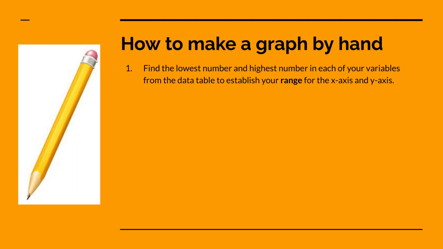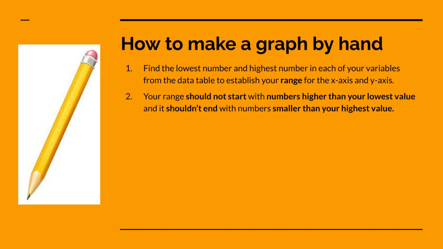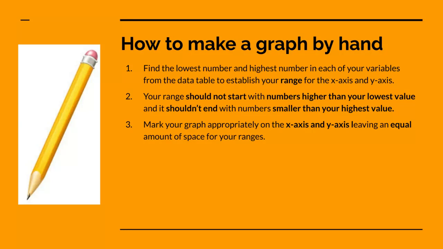You have to understand your range in order to know how many spaces you're going to use on, say, your graph paper, on your grid lines. After you do that, you need to make sure that you start your range correctly. You cannot start it with numbers higher than your lowest value, your minimum. And you shouldn't end with numbers or a range smaller than your highest value, your maximum. You can't do that, and I'll talk about that when we are making a graph by hand.